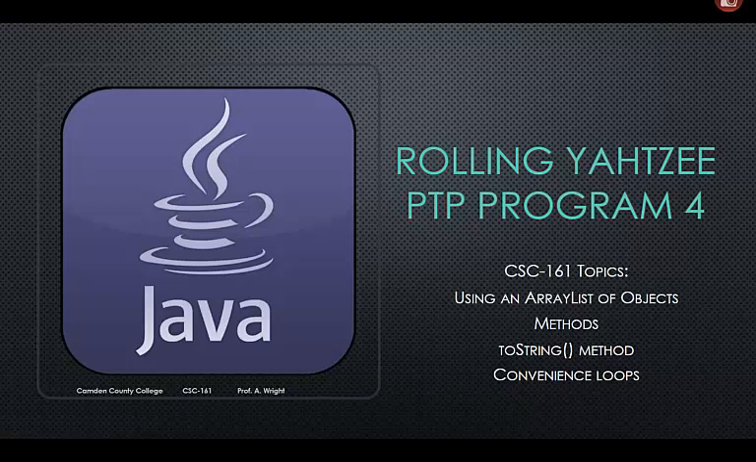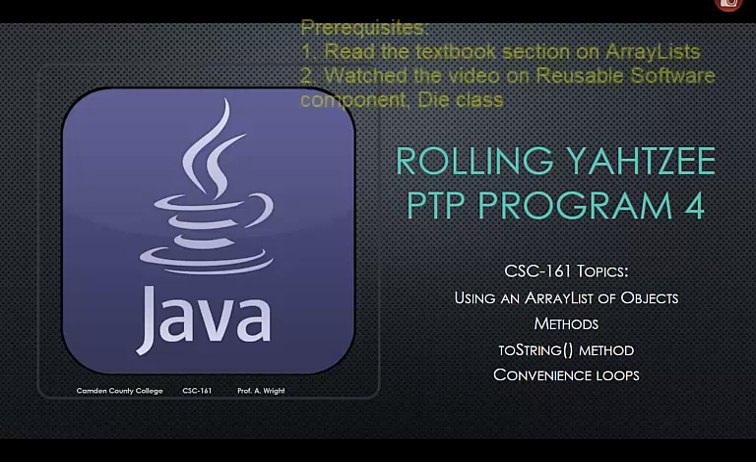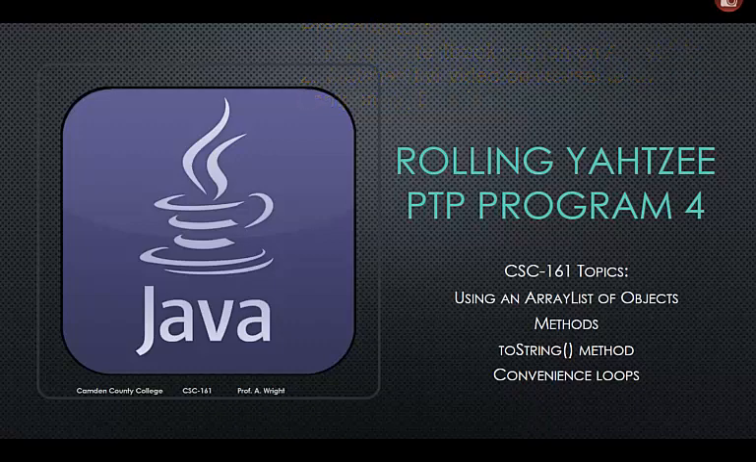Welcome to Putting Together the Pieces Program 4, Rolling a Yahtzee. This program incorporates using an array list of objects, methods, the toString method, and convenience loops.